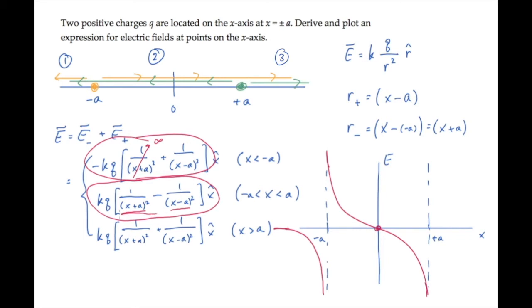And finally, let's look at region 3. Notice that when x approaches infinity, the electric field approaches 0, and when x approaches positive a, this denominator goes to 0, so the electric field blows up to positive infinity. If we sketch a smooth curve between those 2 points, we get something that looks like this. Taken all together, that gives us the plot of the electric field at all points on the x-axis.